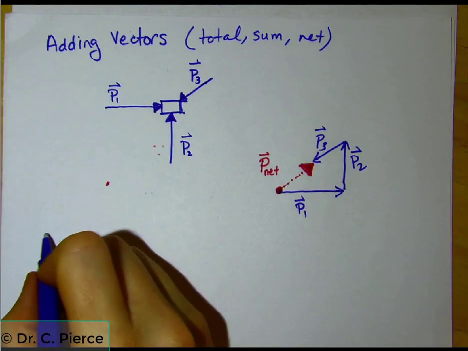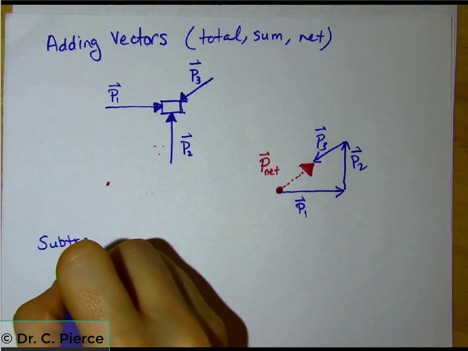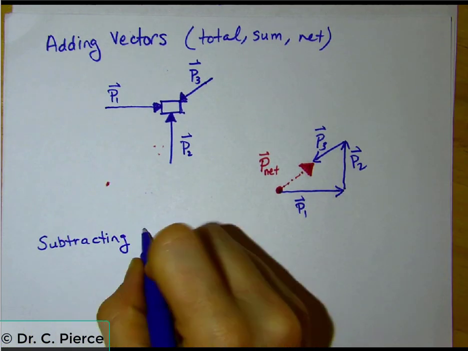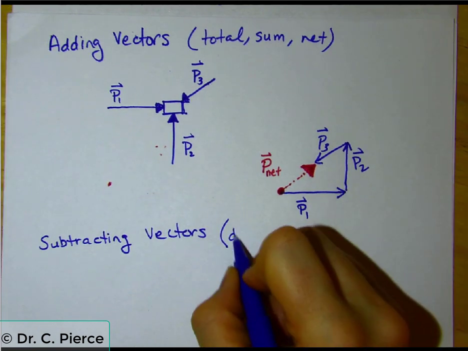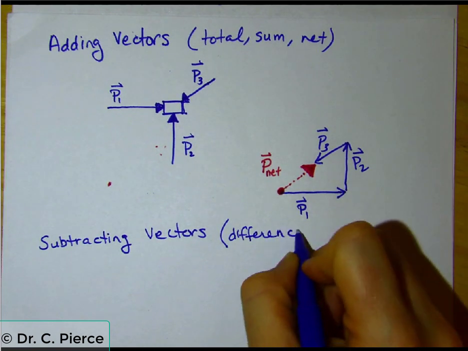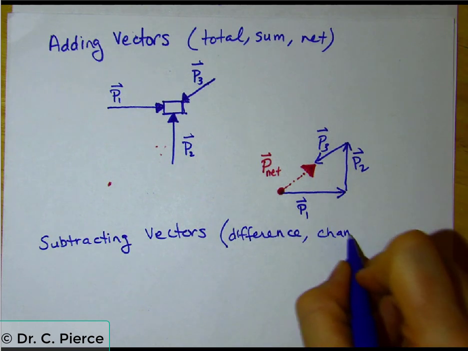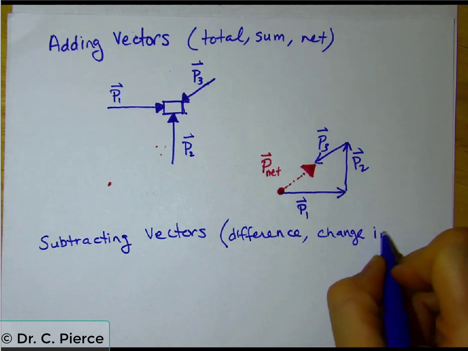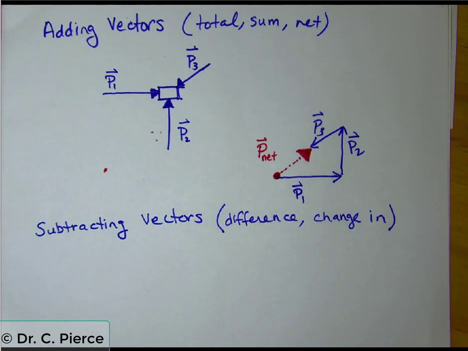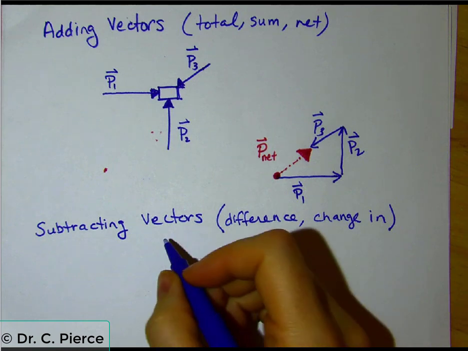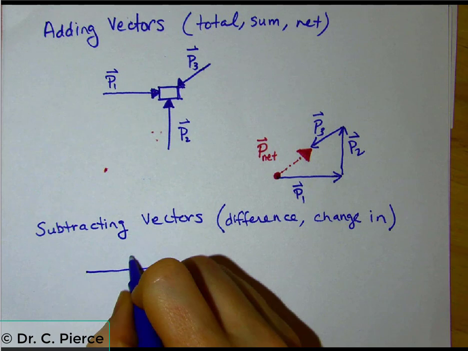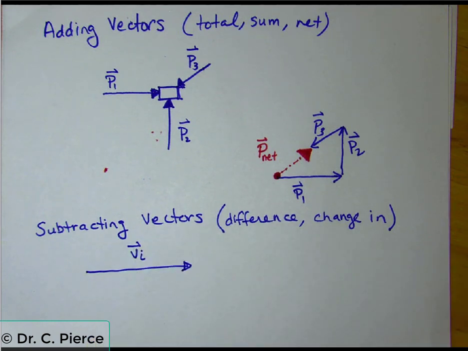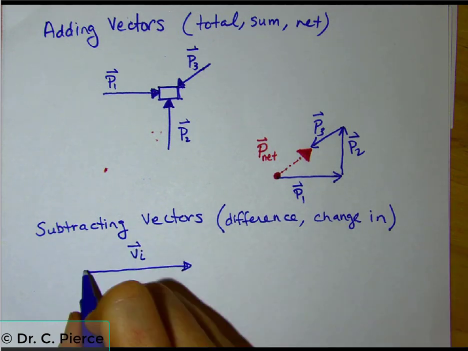What about subtracting vectors? And that might be called the difference or change in. Usually if we're going to subtract vectors, that might be a final velocity minus an initial velocity. So let me sketch that out. Maybe something had an initial velocity to the right, and it had a final velocity to the left.